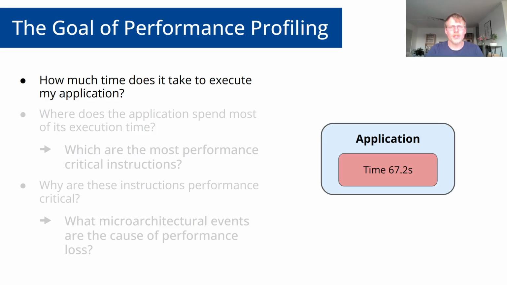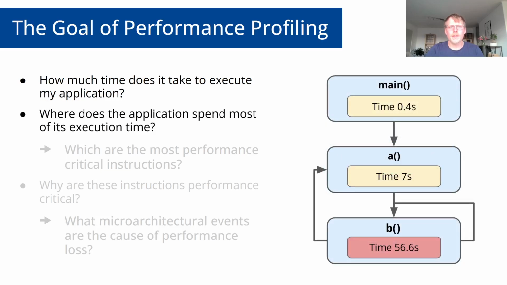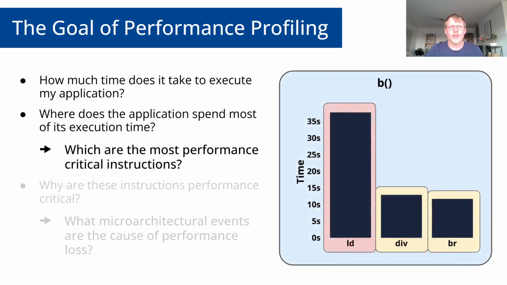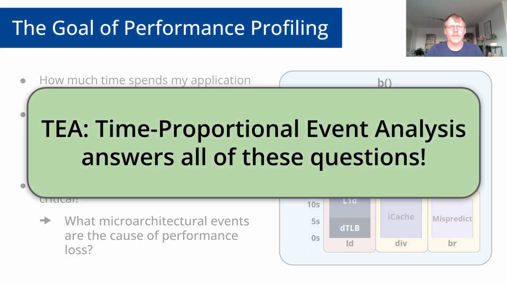First, how much time does it take to execute my application? Next, where does my application spend most of the time executing? For example, which function consumes most of the runtime? Or in the most detail, which are the most performance critical instructions? But knowing only the most performance critical instructions does not help much without knowing why. Which poses the final question: what microarchitectural events are the cause of performance loss? TEA, time proportional event analysis, answers all of these questions.